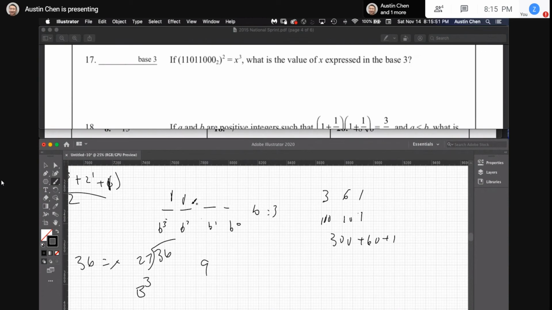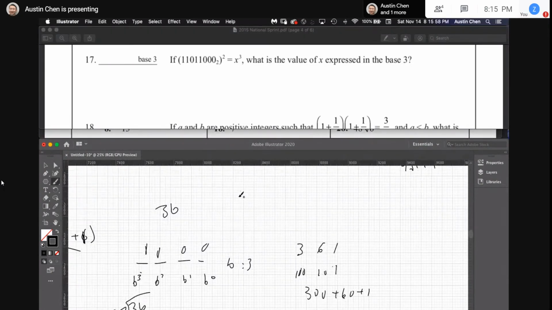So it's just going to fit into the 1 of b squared. So then these are just going to be 0. Yeah, so 36 is just 1, 1, 0, 0 in base 3. That's your answer.